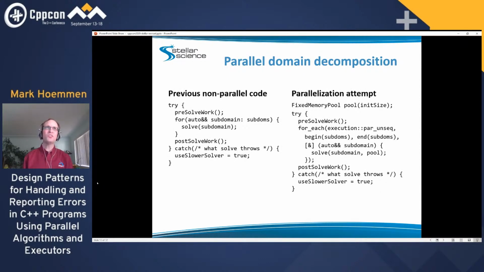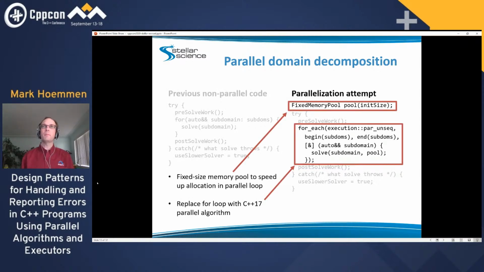On the left, I show a sketch of how we might implement domain decomposition in the non-parallel case, the pre-parallelized example. We just wrap the whole thing in a try-catch. We set up for all the subdomain solves. We do a for loop over the subdomain solves. We solve each one in turn, and then we clean up afterwards to combine all the results. And no matter what solve throws, if any of the subdomain solves fail, we know that we need to fall back to a different solver. And so we just say that we fall back to a different solver.